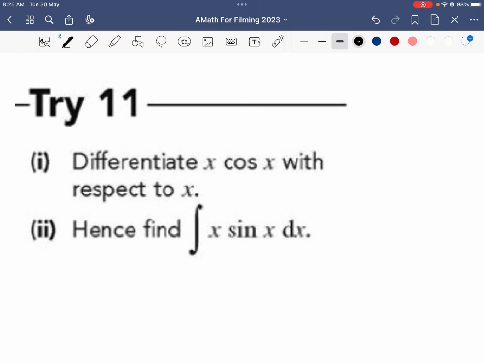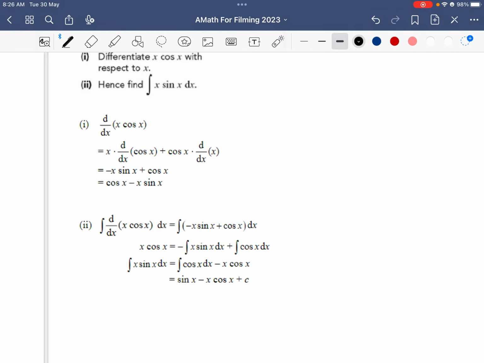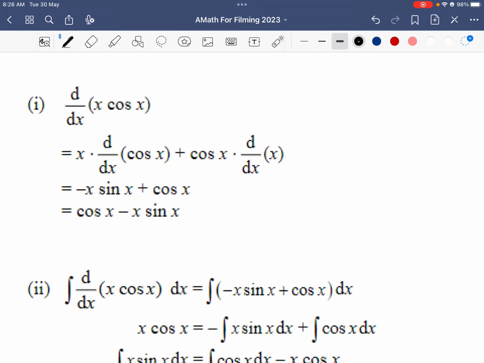Now it's your turn to try 11. Please pause the video, try it. And once you're done, you may unpause the video and we will carry on.